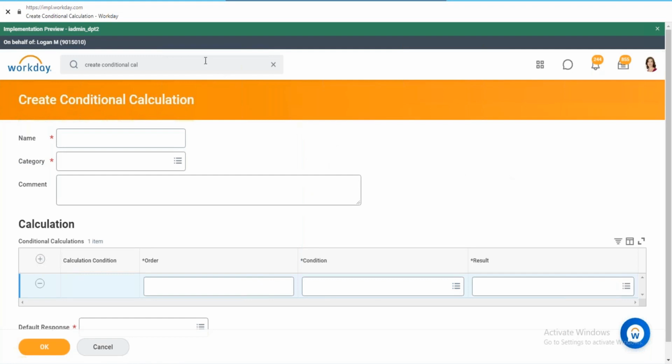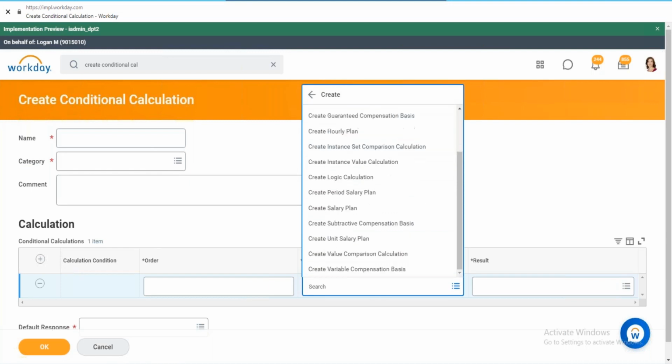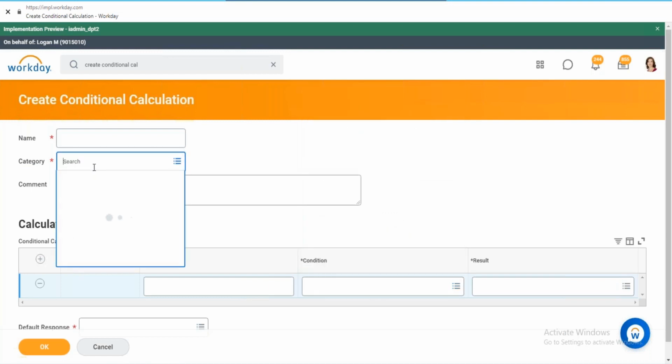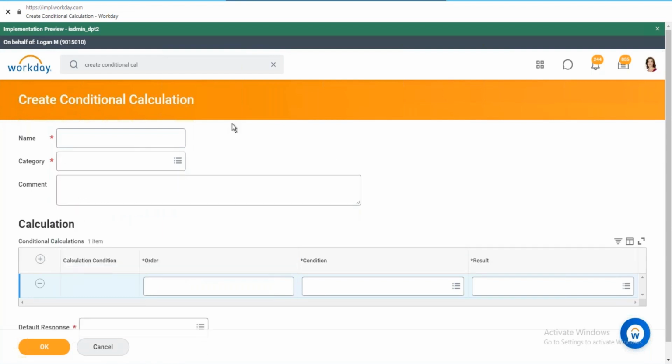You just go to the conditional calculation. I was going to ask, other than the absence module, where else do we use these conditional calculations? Absence and compensation, the uses are there. Okay. All right.